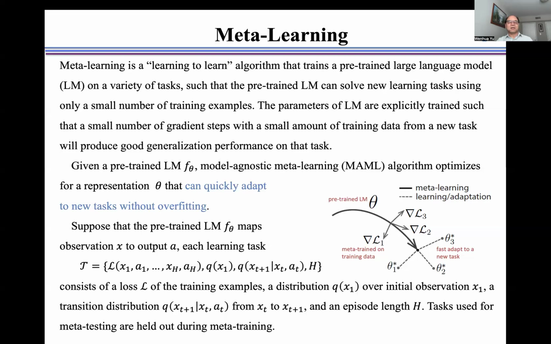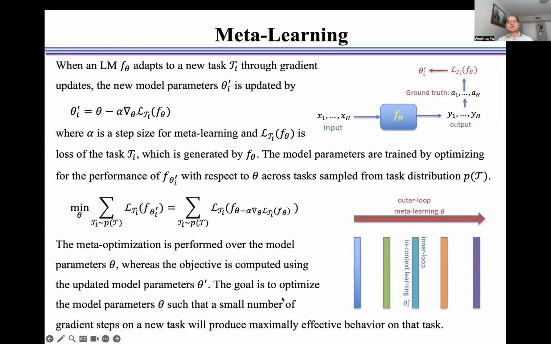Suppose that the pre-trained language model alpha theta maps the observation x to output a. Each learning task shown here consists of a loss L of the training examples, a distribution q(x1) over initial observation x1, a transition distribution q(xt+1 | xt), and episode length H. Tasks used for meta testing are held out during meta training.